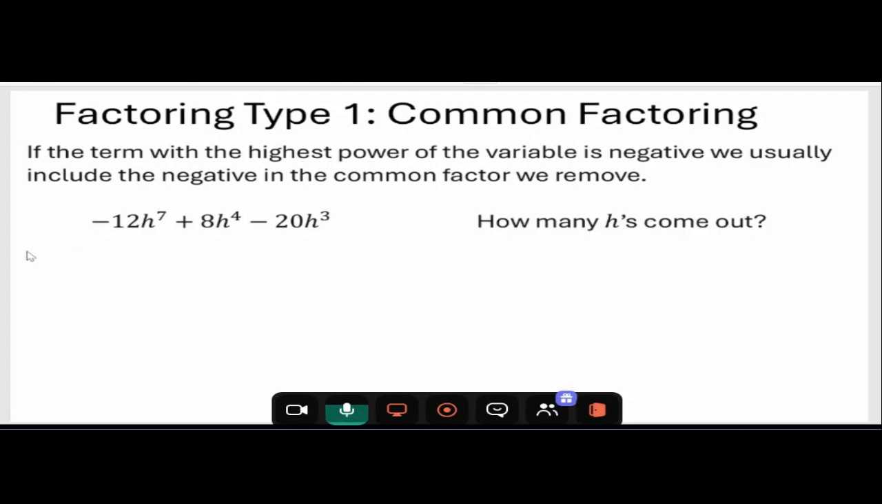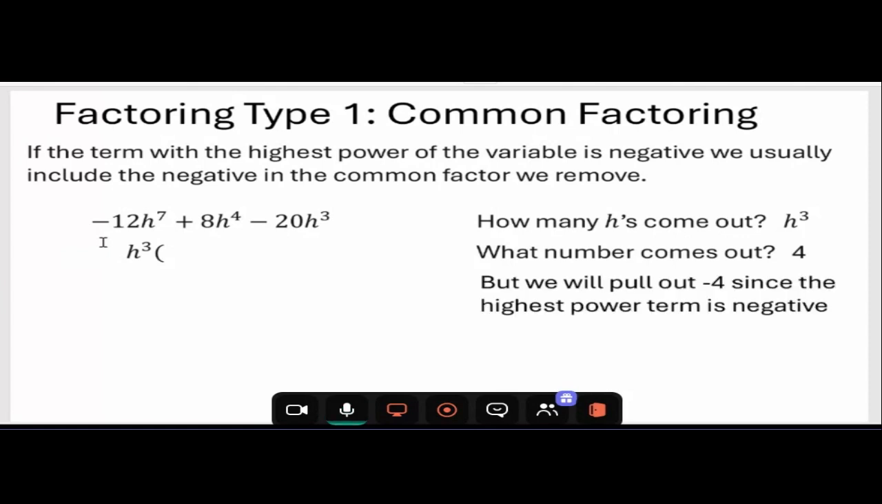So let's start by asking what we can take out. We have h to the 7, h to the 4, and h to the 3, so we can take out h cubed, right? Is the most h's we can take out of every term. What about the numbers? The h cubed is going to be part of what I take out. How about the number that comes out of 12, 8, and 20? Well, 4 divides out of all 3 of those. But because the highest power is negative, we are going to pull out a negative 4. So there is what we're going to pull out of all 3 terms.